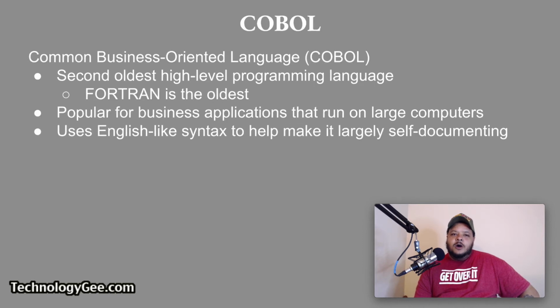Next, we have COBOL. It stands for Common Business Oriented Language, and it is the second oldest high-level programming language. Fortran is the oldest. It is particularly popular for business applications that run on large computers. It uses English-like syntax to help make it largely self-documenting.